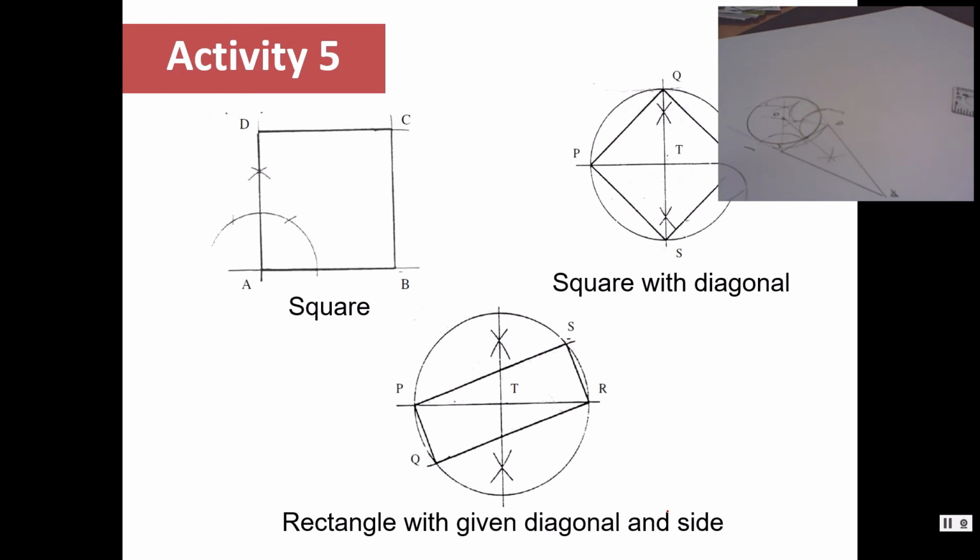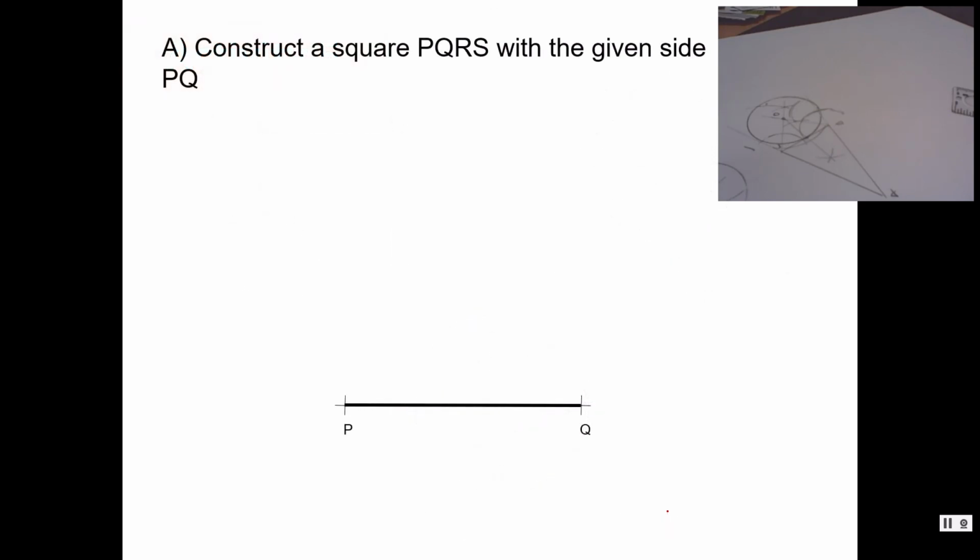Okay, now we move to the last activity. This is activity 5, how to draw square with diagonal and rectangle with given diagonal and side. Construct a square PQRS with the given side PQ. So a square, that means that all the sides will have the same length.